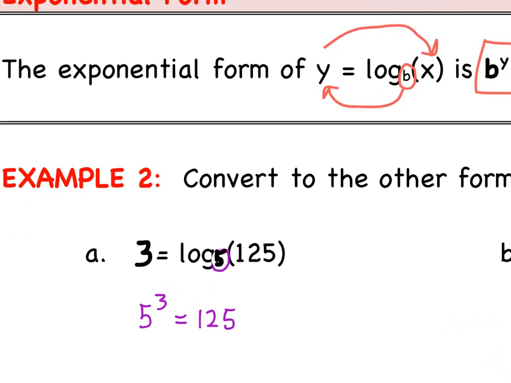So in part A, again, I circle my base. I'm in log form. I want to go to exponential. We circle our base of 5. We raise it to the other side, and we set it equal to that argument. And that's where we get 5 to the third equals 125.